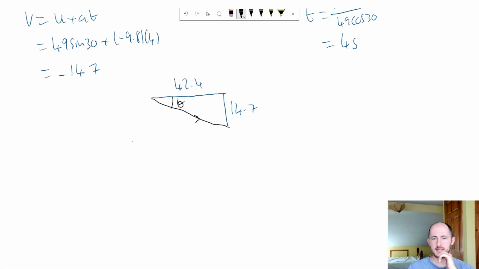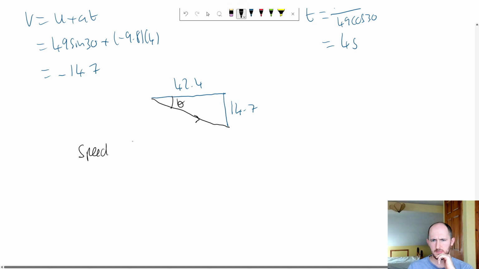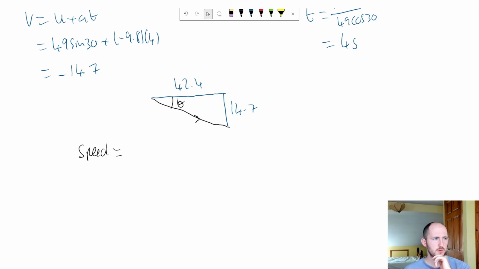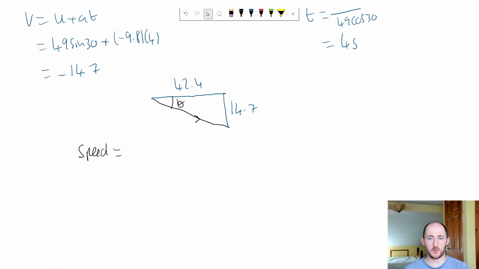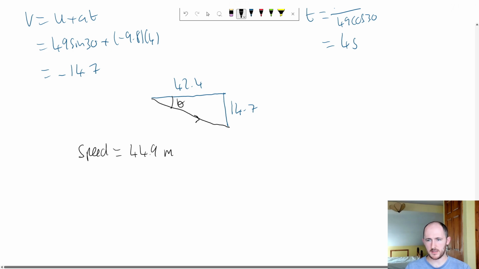So if we say the speed, that's just going to be the square root of 42.4 squared plus 14.7 squared, 44.9, cool, meters per second. And then the angle is going to be inverse tan of 14.7 over 42.4.